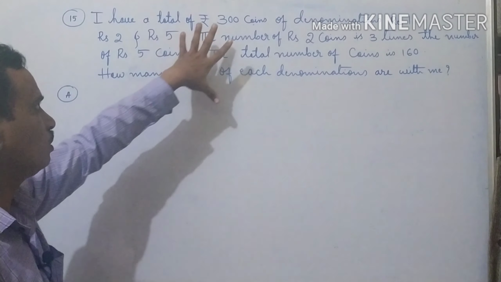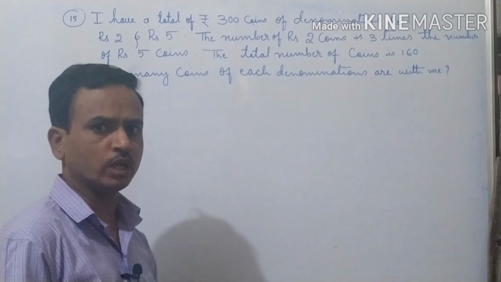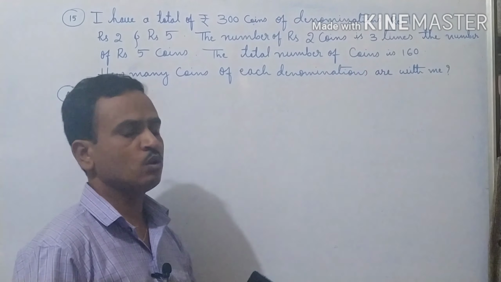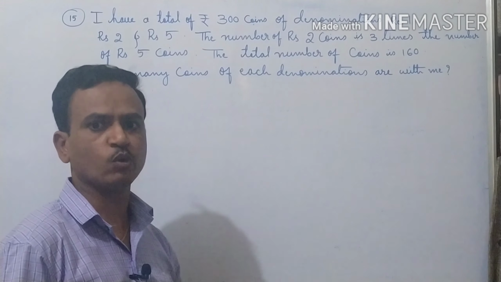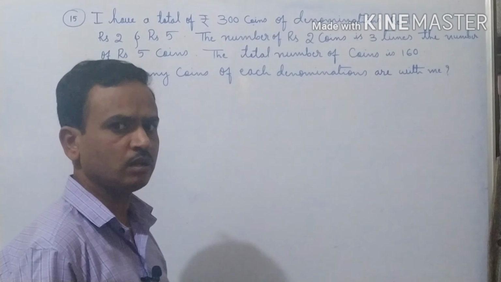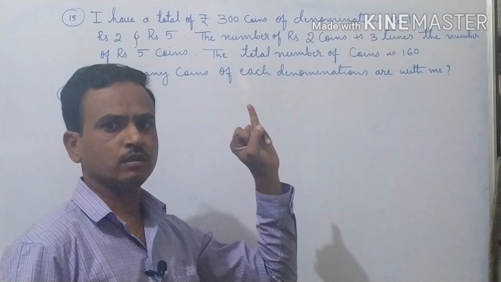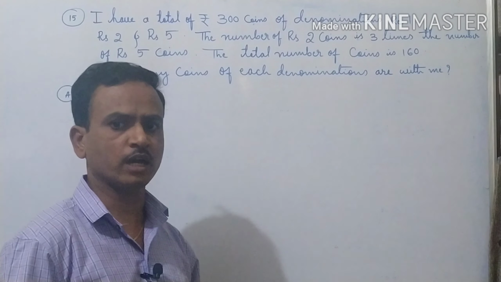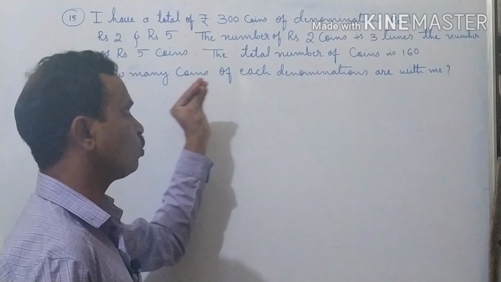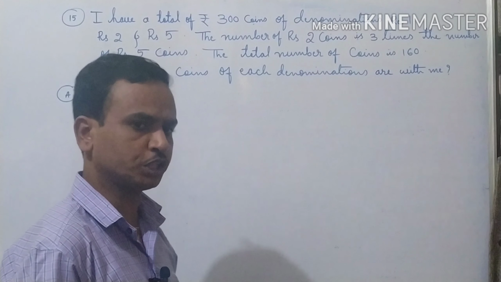Here, what is the total amount? 300 rupees is the total amount. And totally, how many coins are there? 160 coins are there in total. Now how many 1 rupee coins are there, how many 2 rupees coins, and how many 5 rupees coins? That we have to find according to the question.